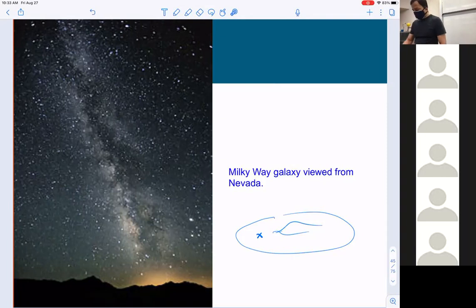So this distance here is about 100,000 light years. And then this width of the galaxy is about 1,000 light years.